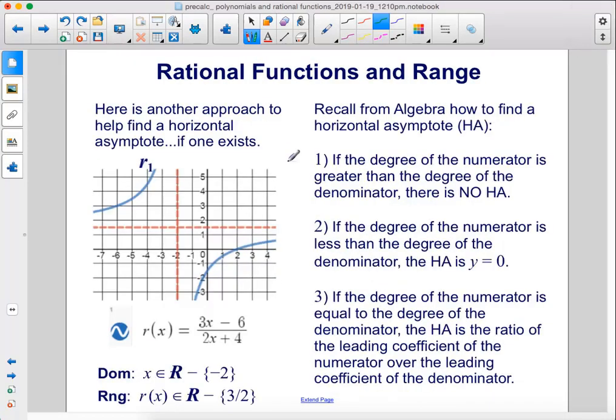Here's another approach to help find a horizontal asymptote if one exists. Recall from algebra how to find a horizontal asymptote, or HA. If the degree of the numerator is greater than the degree of the denominator, there is no HA. If the degree of the numerator is less than the degree of the denominator, the horizontal asymptote is y equals 0. If the degree of the numerator is equal to the degree of the denominator, the horizontal asymptote is the ratio of the leading coefficient of the numerator over the leading coefficient of the denominator.